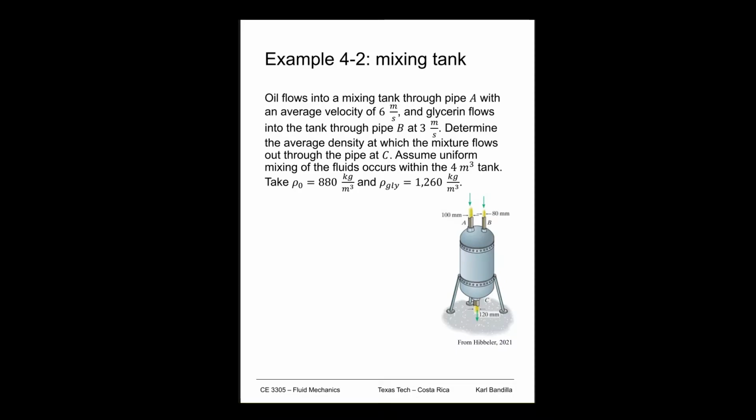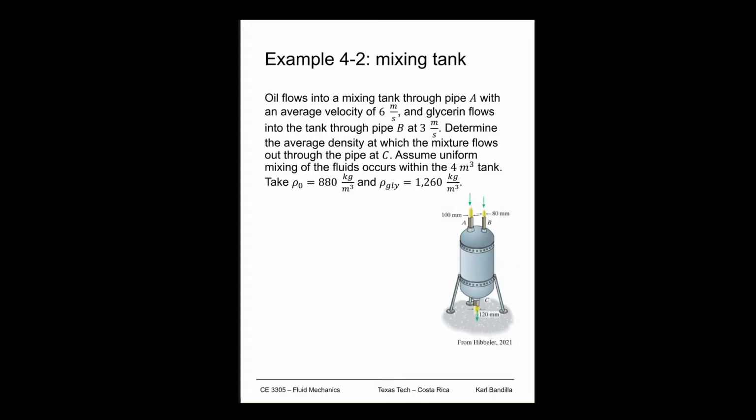This is example 4-2, the mixing tank. So as you can see, we have two different fluids coming in. We have glycerin and oil both flowing into this tank, and they're mixed in this tank, and then they flow back out at the bottom. And we are asked to determine the average density at which the mixture flows out of pipe C. We know what's coming in, so how do we know what's going out?